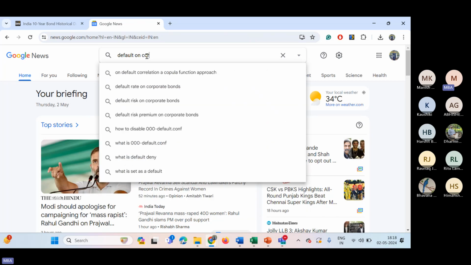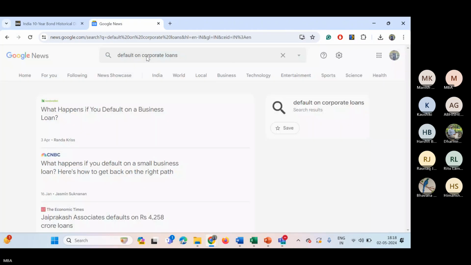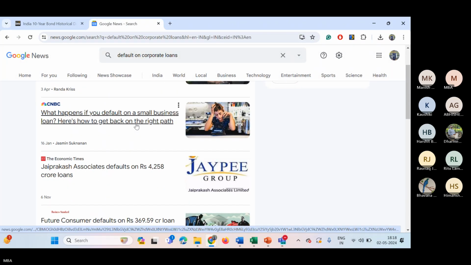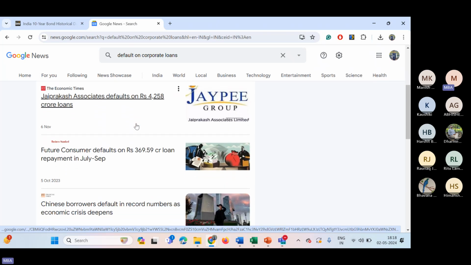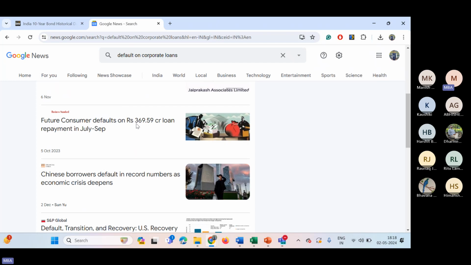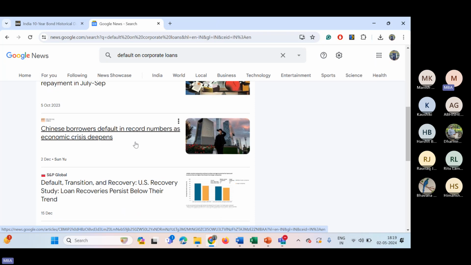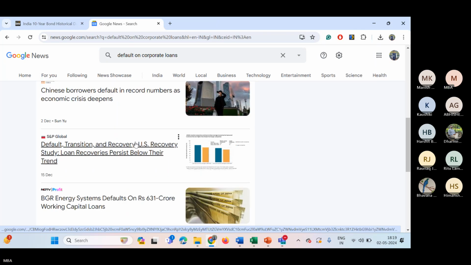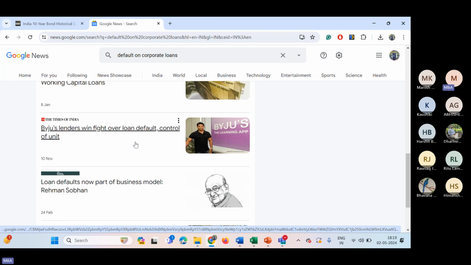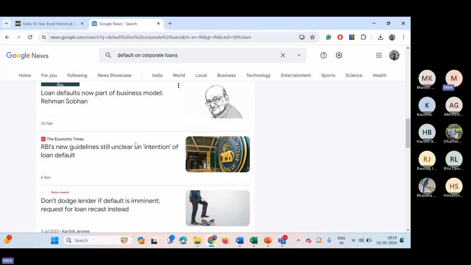Suppose you are not interested in corporate loans. See the news. Jayaprakash Associates defaults on 4,258 crore loans. Future Consumer defaults on this much loan. China is one of the major rising concerns nowadays, showing so much default rate. The default rate is very high in China. Then you have the US, which we have already discussed. Byju's you have seen. Loan defaults now part of business model.